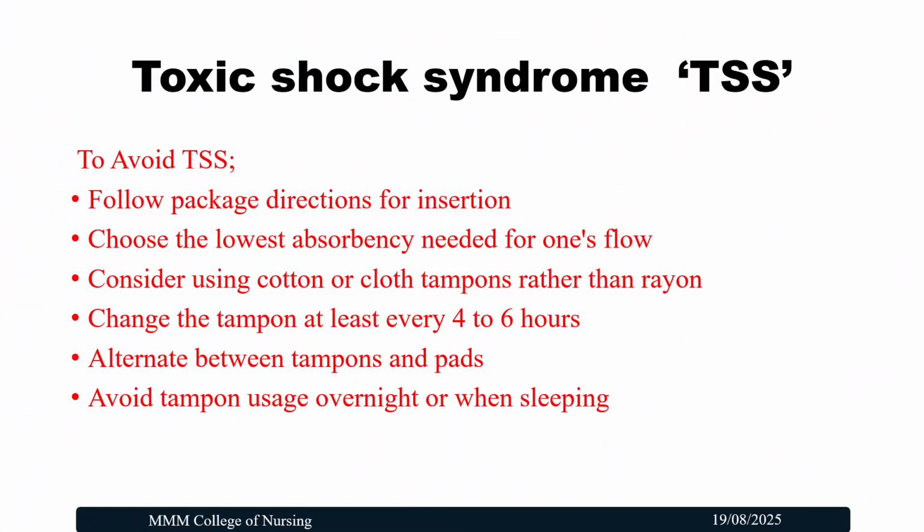See how to avoid toxic shock syndrome while using tampons. First, follow the package directions for insertion and choose the lowest absorbency needed for one's flow. Consider using cotton or cloth tampons rather than rayon, change the tampons at least every 4 to 6 hours, alternate between tampons and pads, and avoid tampon usage overnight or when sleeping.